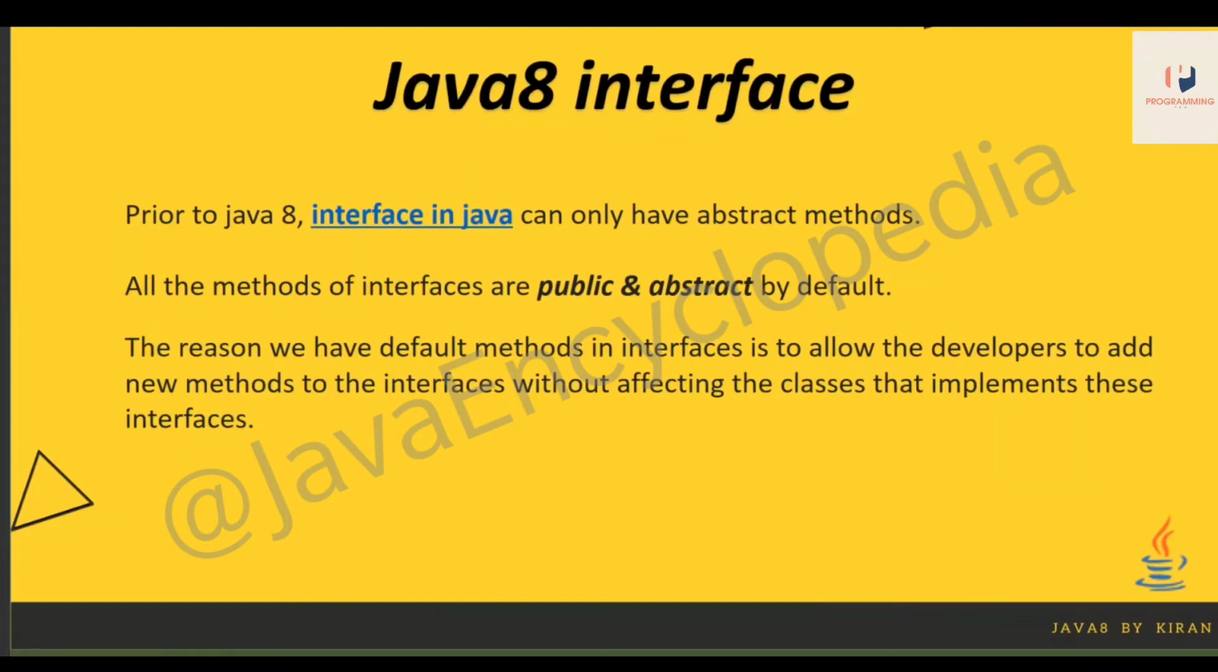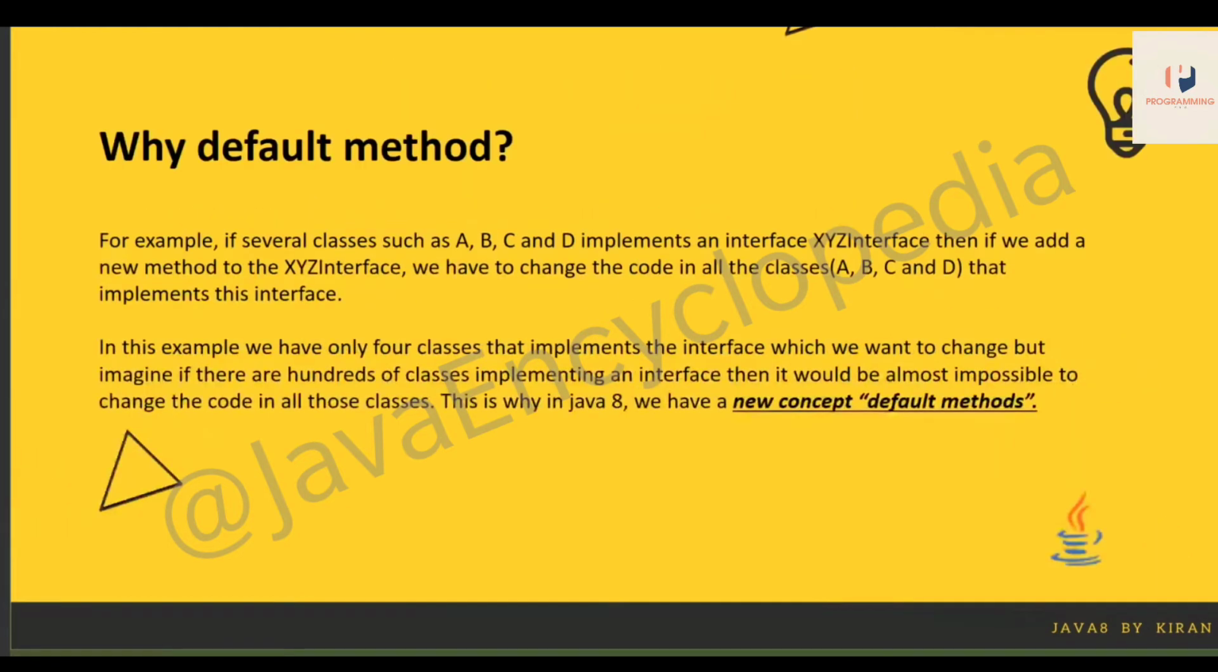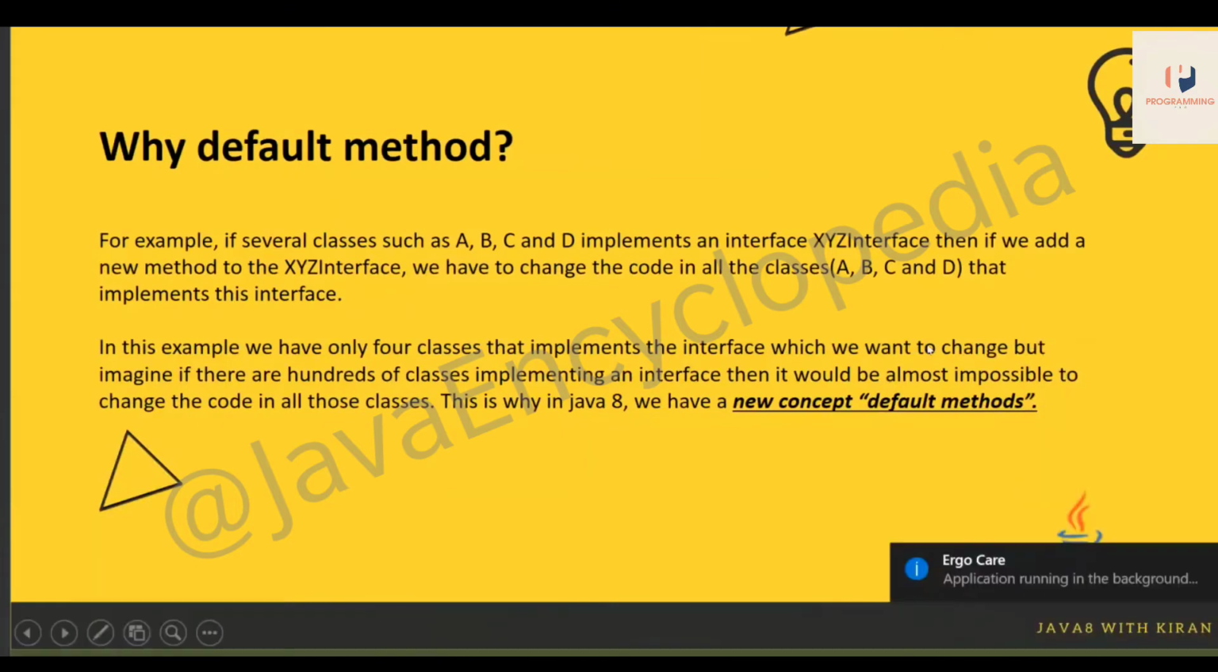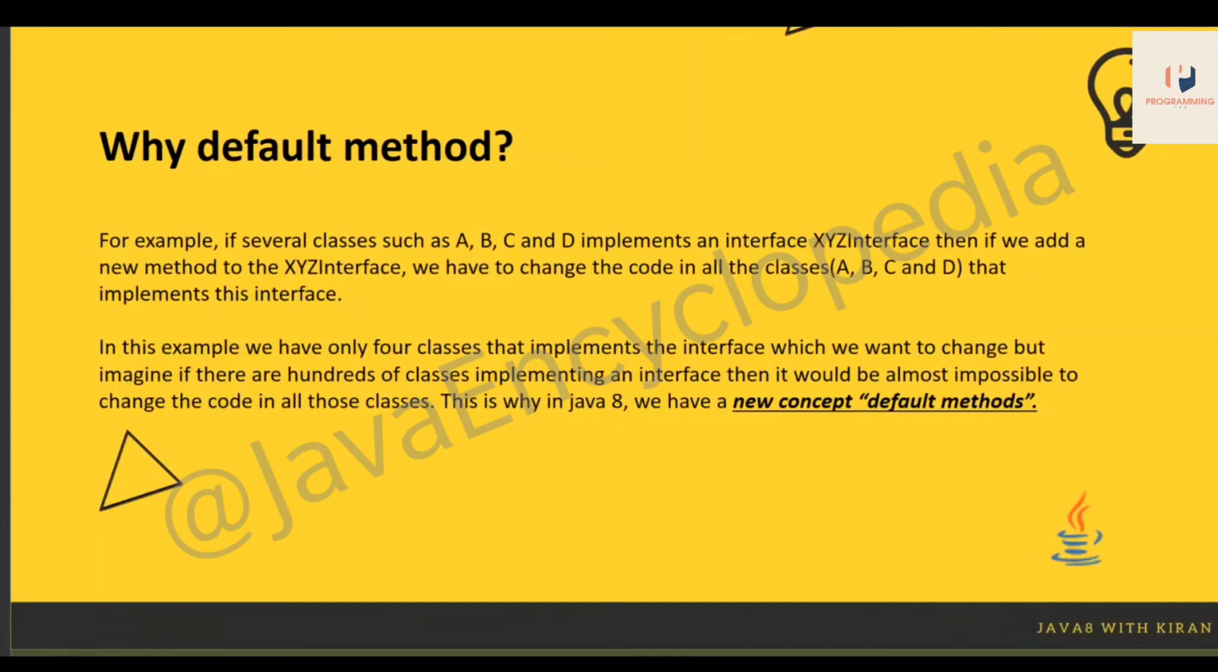So now here it is, we have default methods in interface to allow the developers to add new methods to the interface without affecting the classes. So let us consider an example. Yesterday we saw we have ABCD classes which implement the interface XYZ. In that case, if you want to add a functionality to an interface which is especially required by one class, let us consider D needs only one additional functionality, whereas A, B, C don't require that.